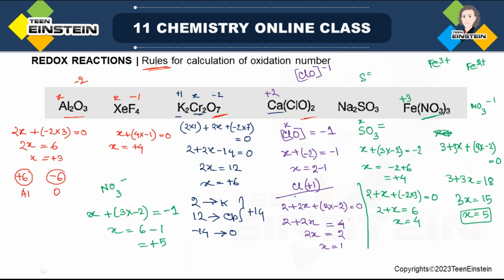So here we have seen some examples where we have applied the rules that we discussed in the last class, and we have calculated the oxidation number of the central atom. Fine.